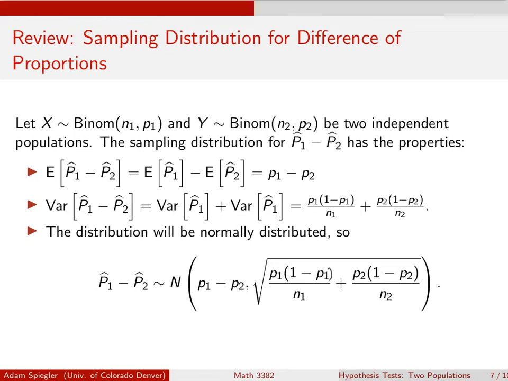So in this video, I want to just review what a sampling distribution for the difference of two proportions coming from independent populations looks like, and then we'll talk about how we could apply the theory of the sampling distribution to help us do hypothesis tests for the difference of two proportions.